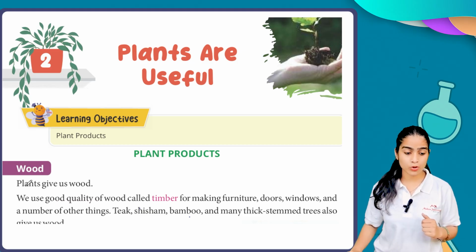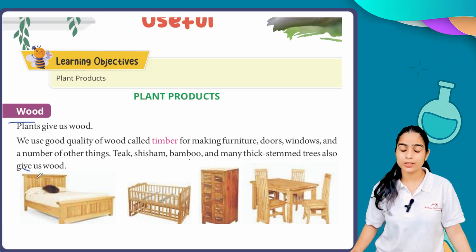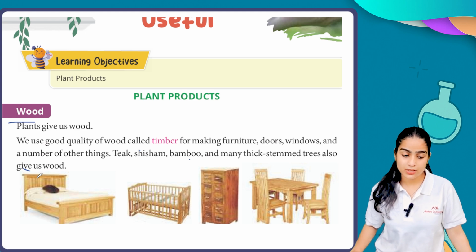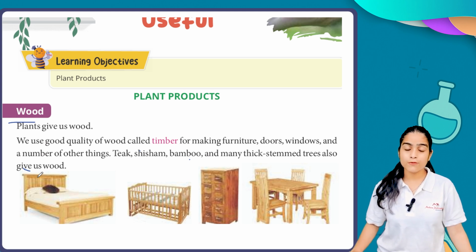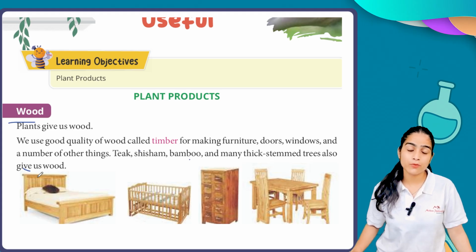First we have wood. Where do we get our wood? Plants give us wood. We use good quality wood called timber for making furniture, doors, windows, and a number of other things. Teak, shisham, bamboo, and many thick stem trees also give us wood. So if you look in your surroundings, you will find that different objects are made with wood.